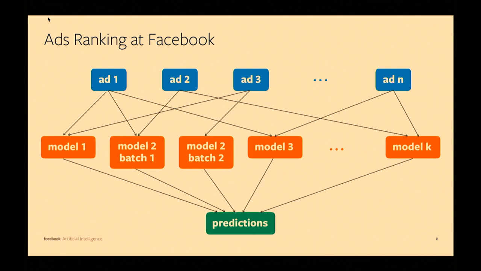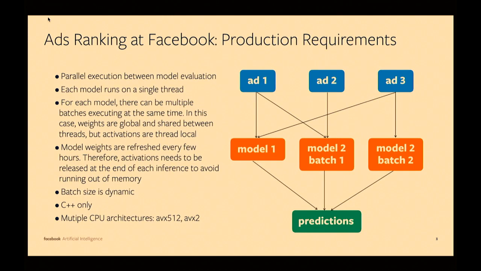We use different models to predict different scores for the ad. But not all ads are processed by all the models, and also not all the models are served at the same scale for each request. Looking at this in more detail, we use both model parallelism and data parallelism to speed up the execution and model evaluation.